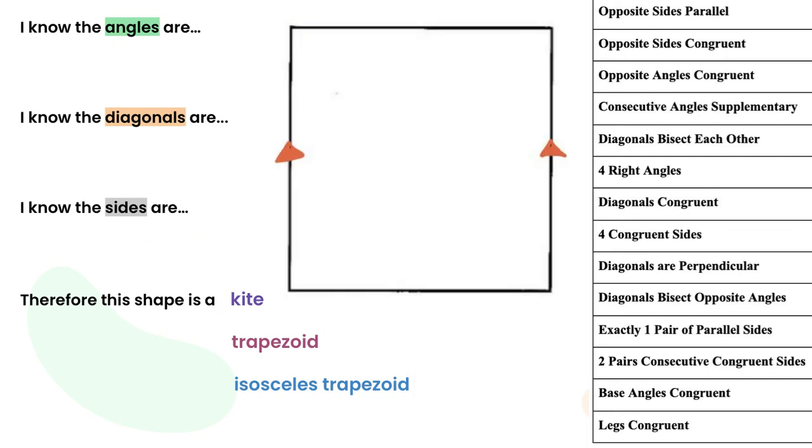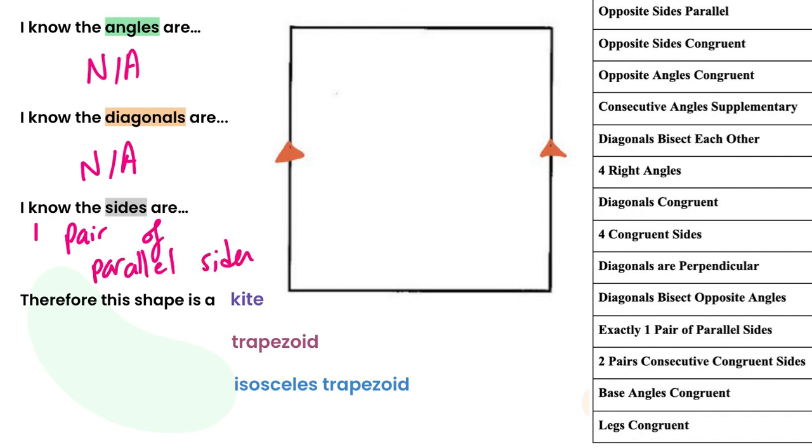With this one, I don't know anything about the angles. I don't know anything about the diagonals. I do know that there is one pair of parallel sides. And if that's the only thing I know, then I know that I have a regular trapezoid.